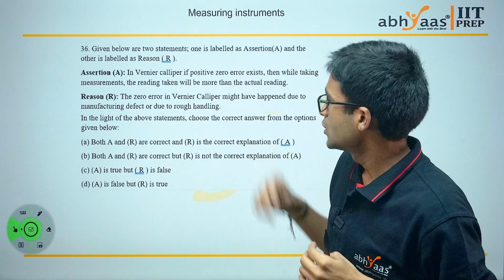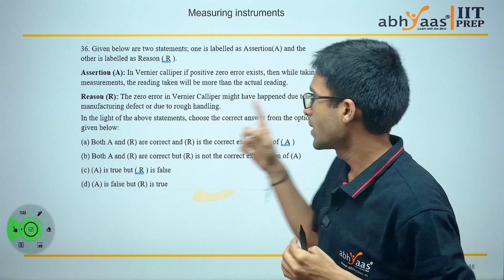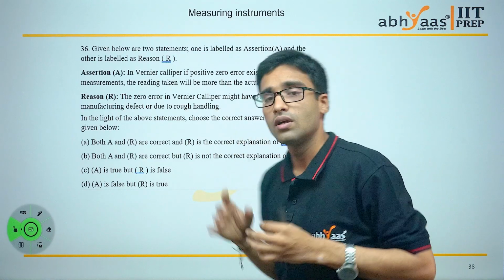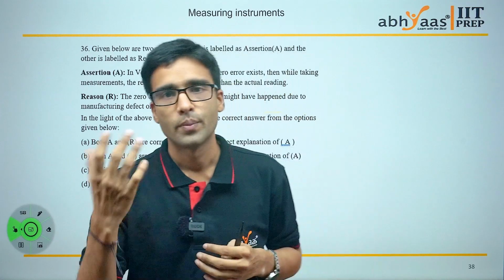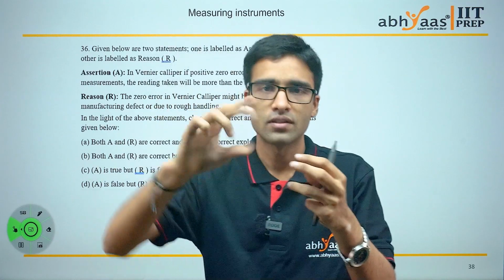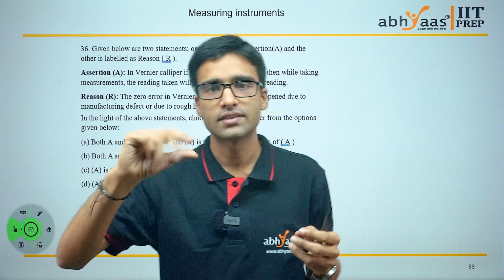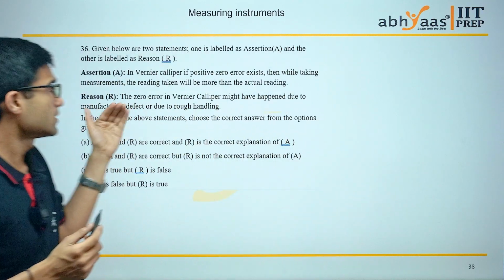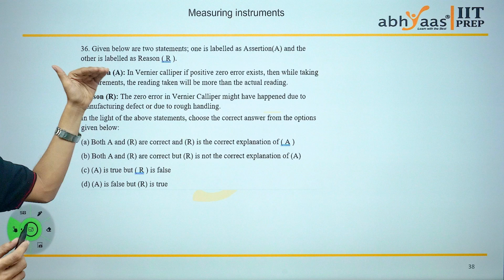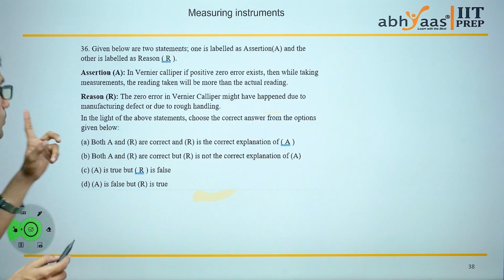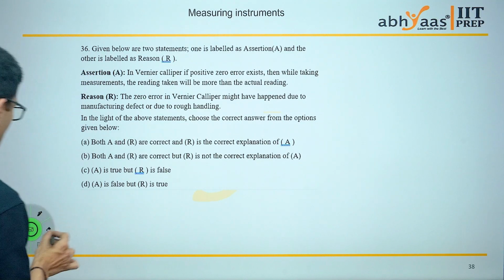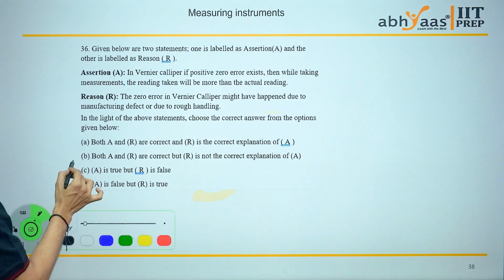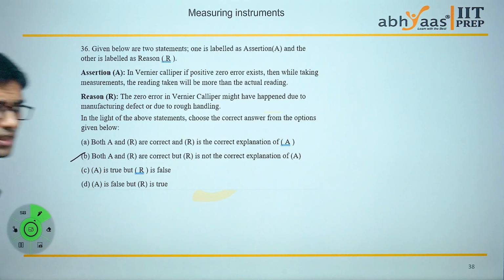Another one is that zero error in vernier calipers might have happened due to a manufacturing defect or due to rough handling. Yes, this is also right, because if you turn the vernier scale fast or due to manufacturing defects, the error may be possible. So the reason is also right. But if you observe, this reason is not related to the assertion. That's why both are right, but R is not the correct explanation. This is the answer.